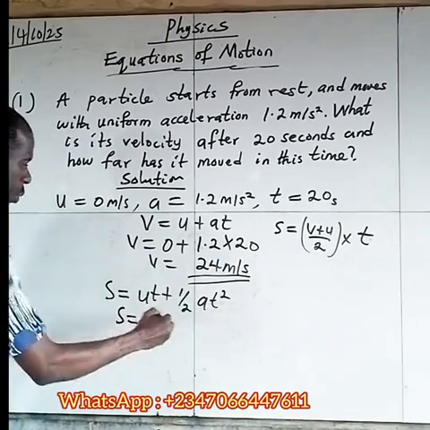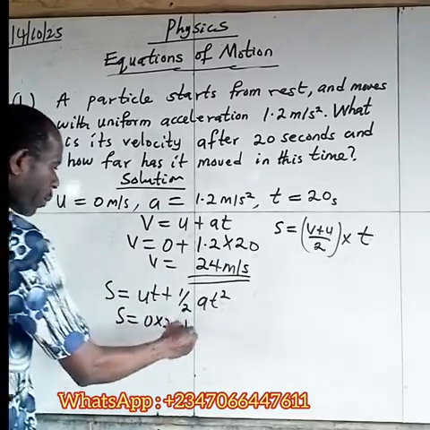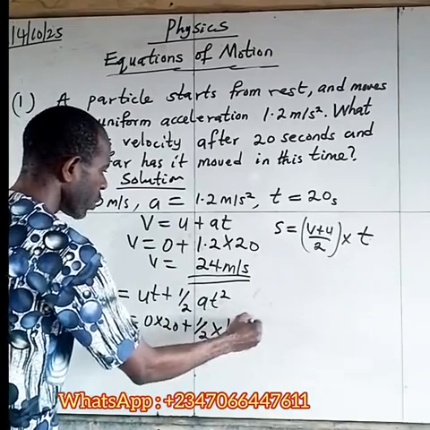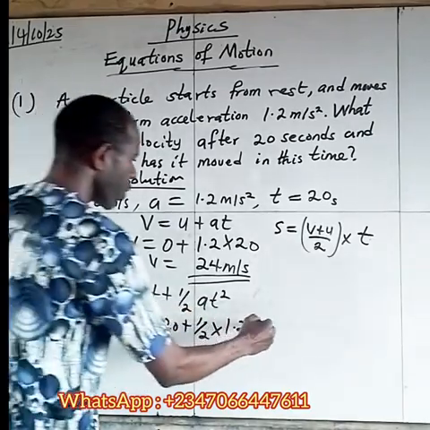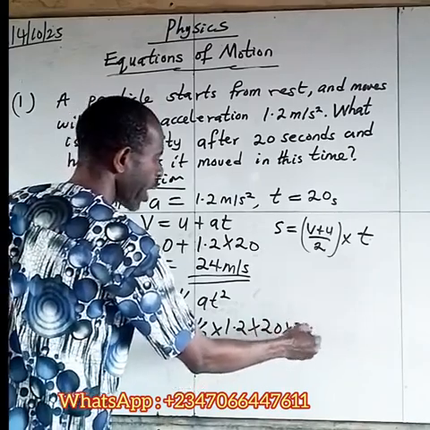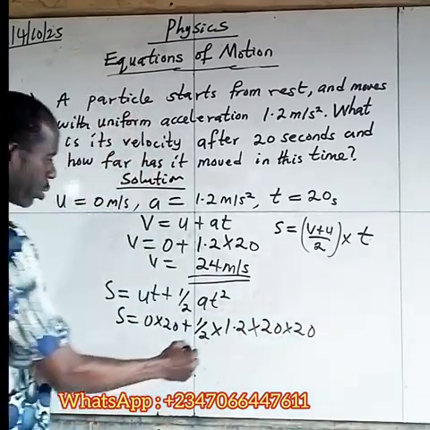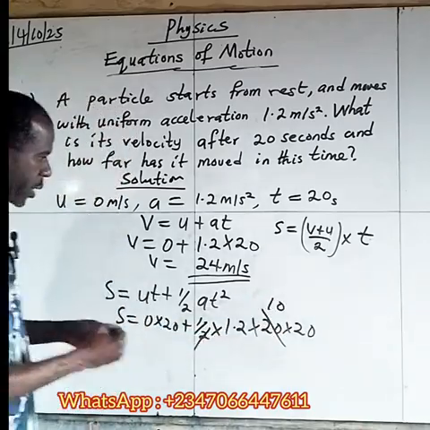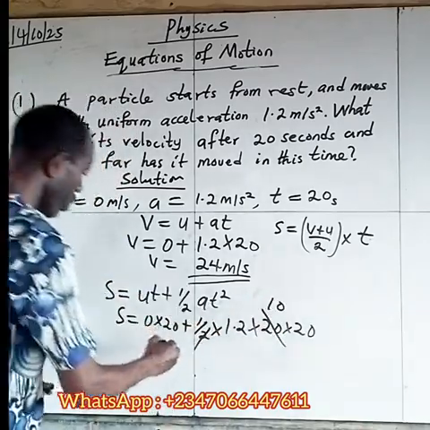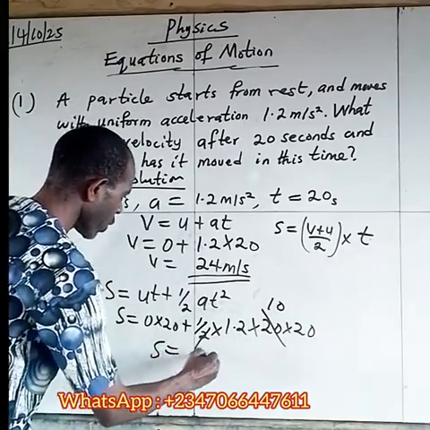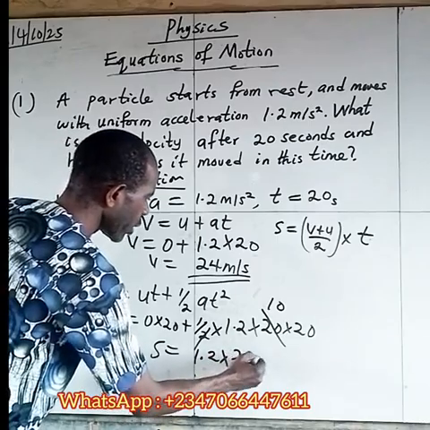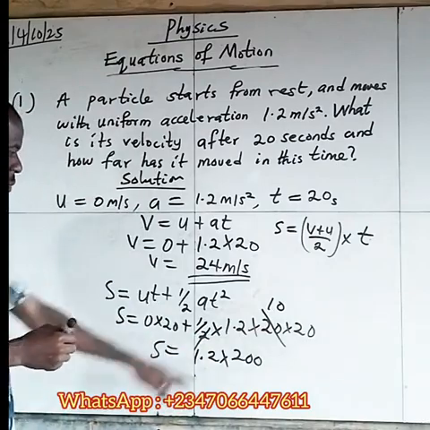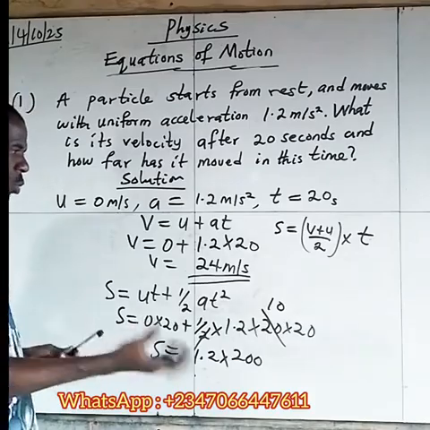So let's plug in those values now. Initial velocity is 0 times 20 plus half times 1.2, which is the acceleration, then multiplied by the time squared, that is 20 times 20. So 0 times 20 on the first term is already 0. Now let's cancel out. You'll have 10. So the next thing is to use this 10 to multiply 1.2. 1.2 times 10 times, yes, that is 10 times 20 is 200. So let us multiply this 1.2 times 200.